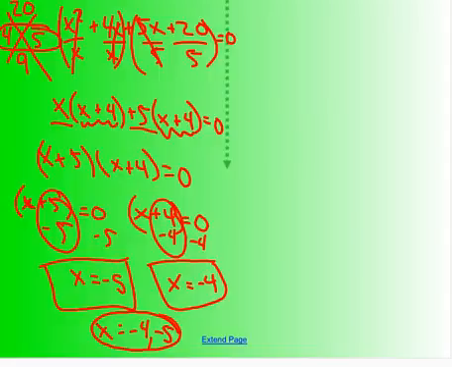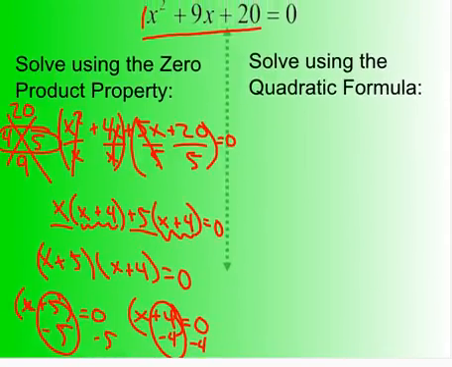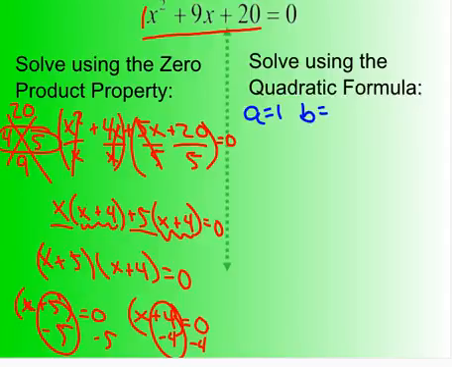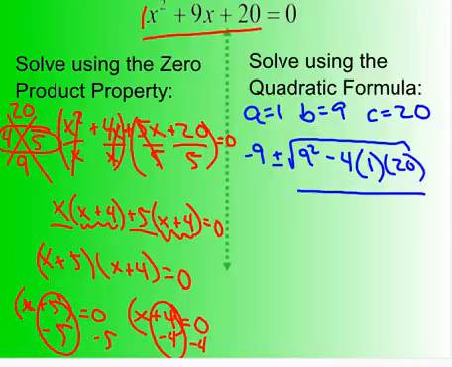Alright. That's all that. Now if I scroll back up here a little bit, solving using the quadratic. So then solving using that quadratic, a equals 1, b equals 9, c equals 20. My formula is -9 plus or minus the square root, 9 squared, b squared, minus 4 times a, so 1 times the c, which is 20. All divided by 2 times 1, or 2 times a.